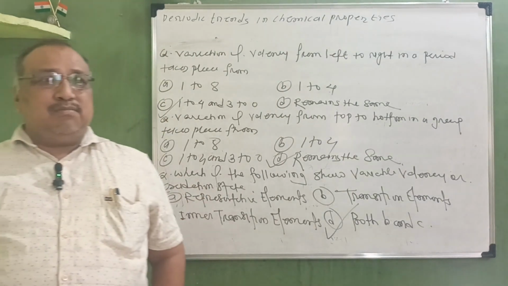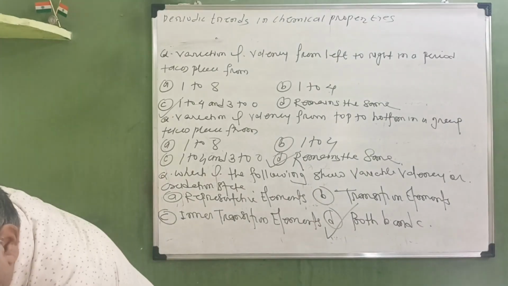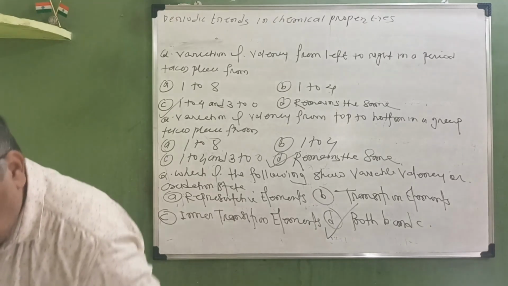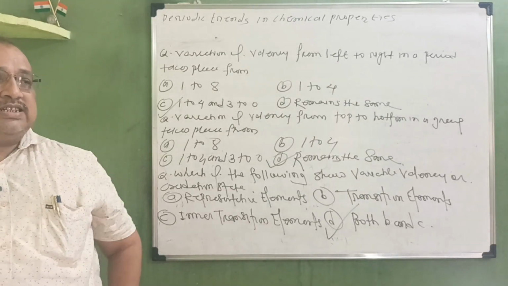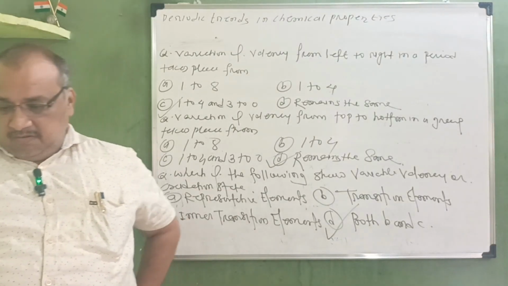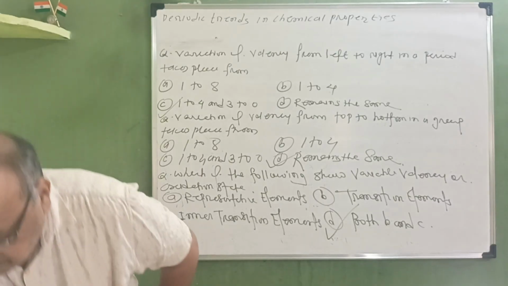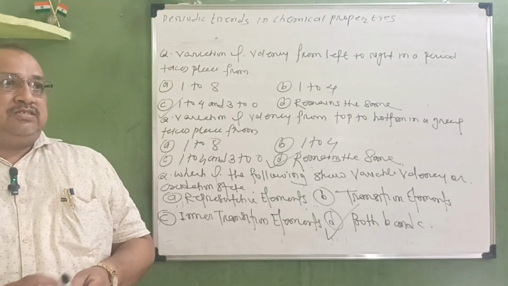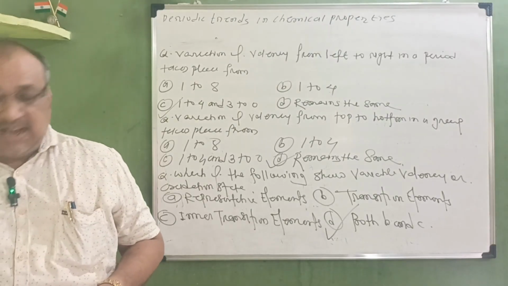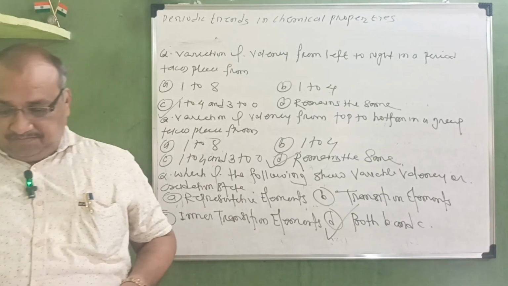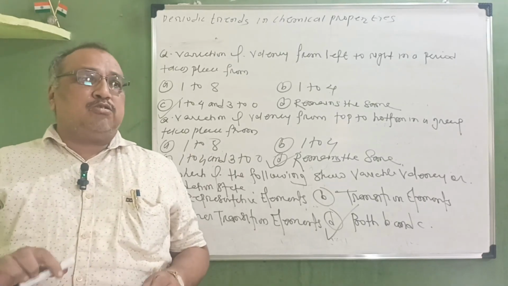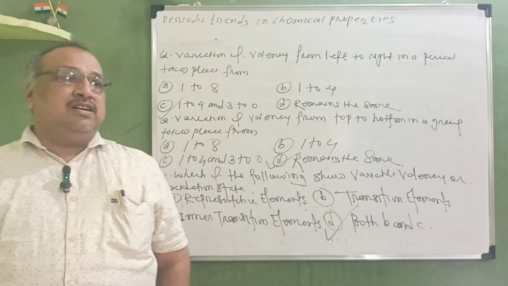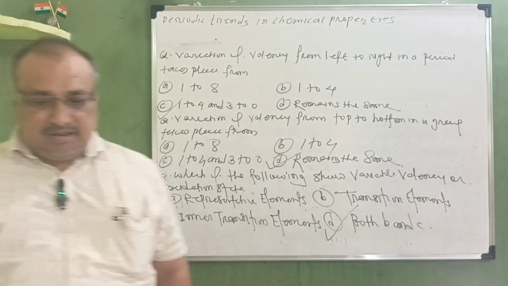Now this is regarding periodic trends in chemical properties. In this case, first we will discuss the periodic trends in valency or oxidation state. That is, first is valency, which is also called valence, and second is the oxidation state. Remaining part of this unit will be discussed in the next lecture.